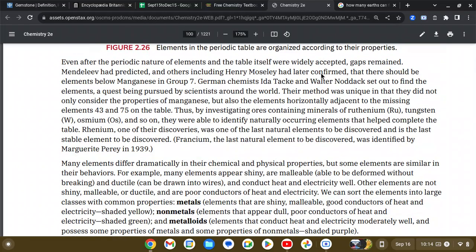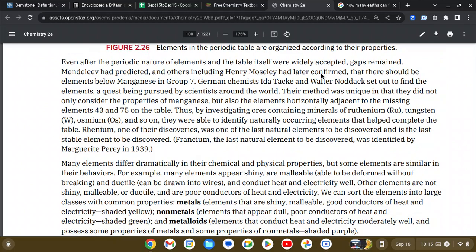Even after the periodic nature of elements and the table itself were widely accepted, gaps remained. Mendeleev had predicted, and other groups, including Henry Moseley, had later confirmed, that there should be elements below manganese in group 7. German chemists Ida Tacke and Walter Noddack set out to find the elements, a quest being pursued by scientists around the world. Their method was unique in that they did not only consider the properties of manganese, but also the elements horizontally adjacent to the missing elements 43 and 75 of the table. Thus, by investigating ores containing minerals of ruthenium, tungsten, osmium, and so on, they were able to identify naturally occurring elements that helped complete the table.